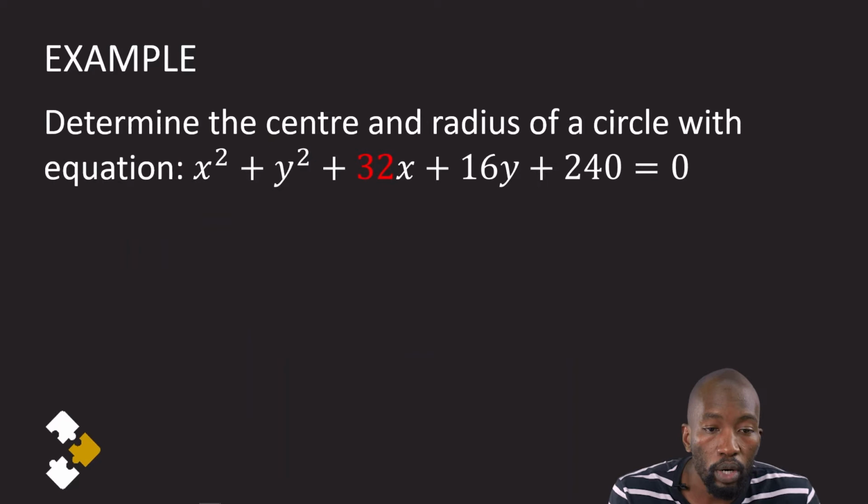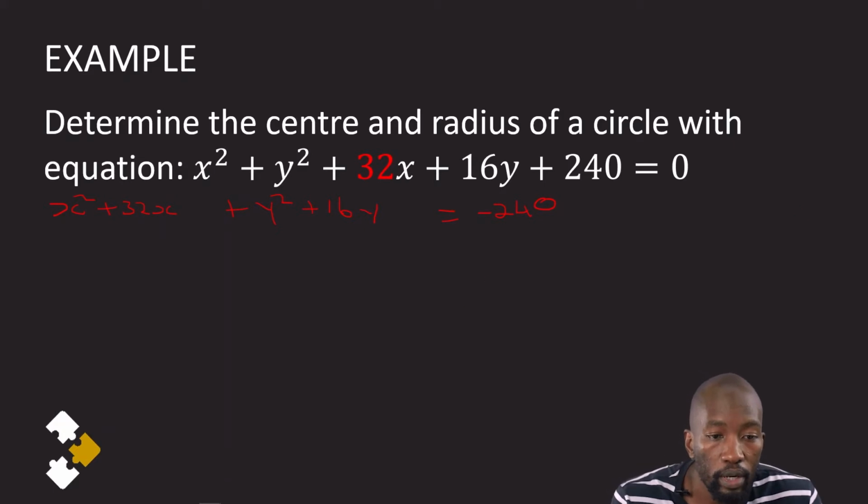Now let's put this in order. So x squared plus 32x plus y squared plus 16y is equal to minus 240. Now let's complete the square. We have x squared plus 32x, then take 32 divided by 2. That is just going to be 16.